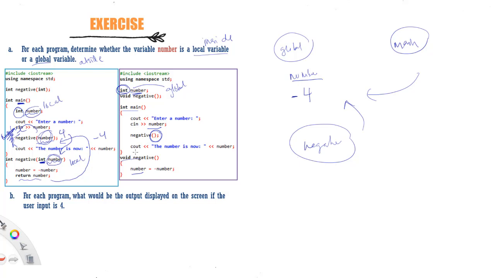All right, so cout, the number is now, number. Since this is a global variable, it will automatically take it here. So the answer is the number is now negative 4. That is the difference between a global variable and a local variable. Keep in mind, do not use a global variable, always use a local variable.